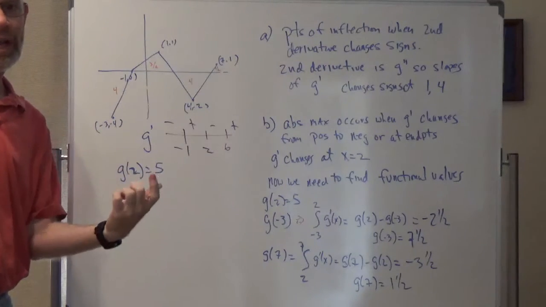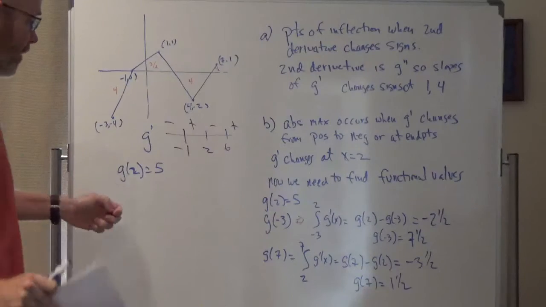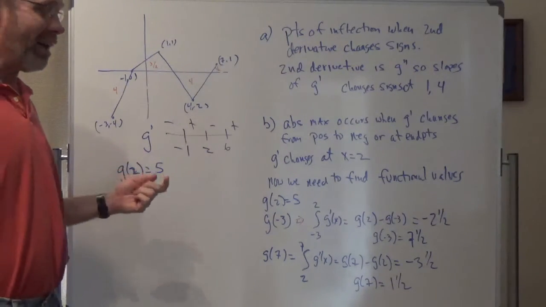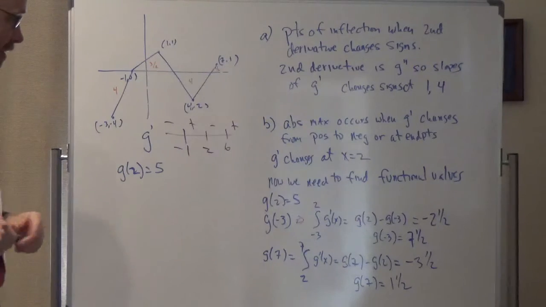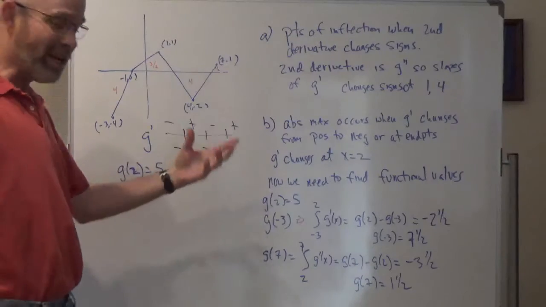But it could also occur at the endpoints, and the question was actually to find the actual value, so I have to find the value. They told me the functional value at 2 was 5, that's why I needed that. Now I've got to find the other functional values. The way to find the other functional values is to think about area under the curve. So I needed to find the endpoints.